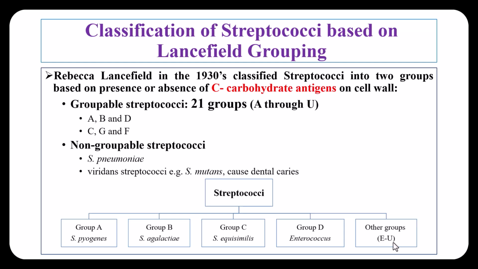The most important groups are group A, Streptococcus pyogenes, group B, Streptococcus agalactiae, and group D, Enterococcus. And the non-groupable streptococci, which means they don't have the C-carbohydrate antigen on the cell wall, such as Streptococcus pneumoniae and viridans streptococci, like Streptococcus mutans that causes dental caries.